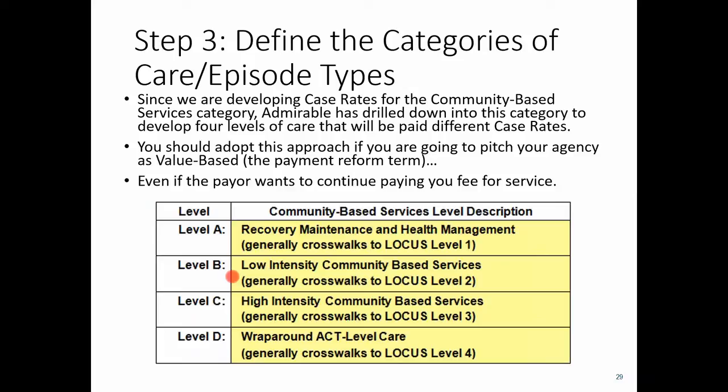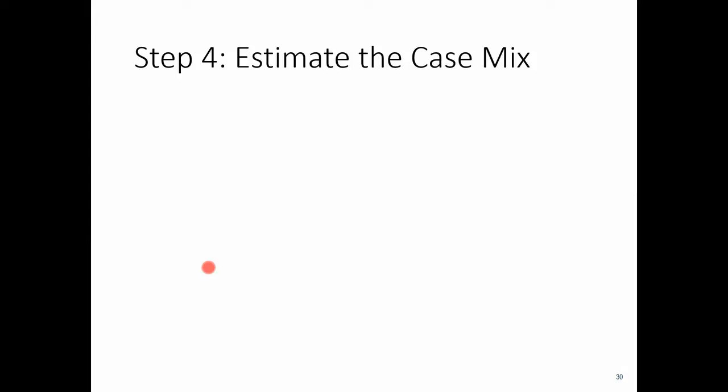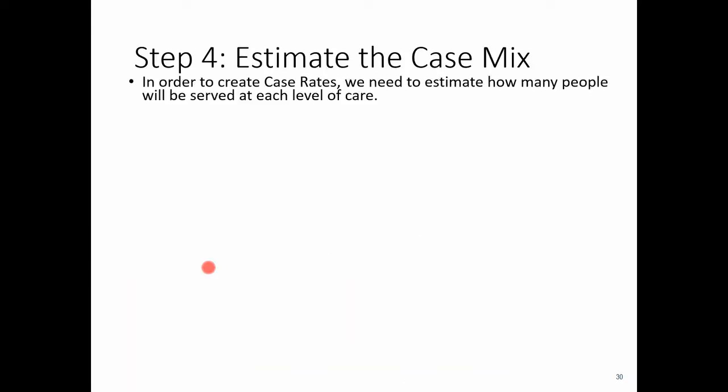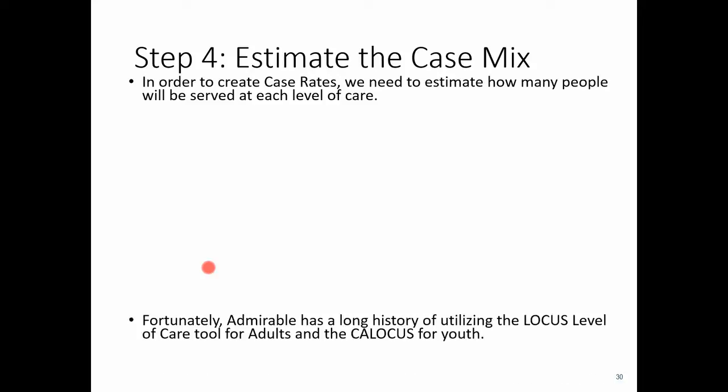And so those of you that work with the LOCUS, this will look familiar. In my example, I'm going to have 4 levels of care, and that's what we're going to play with. One of the things you want to be doing is estimating, and the payer is going to need to figure out if they're going to consider paying you on case rates, is we need to estimate how many people will be served at each level of care.